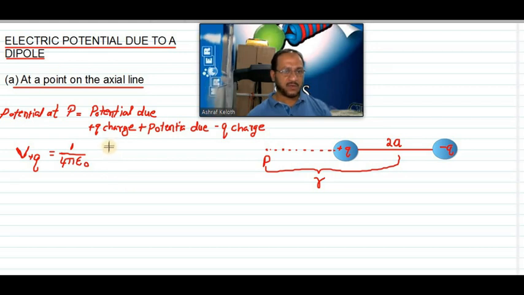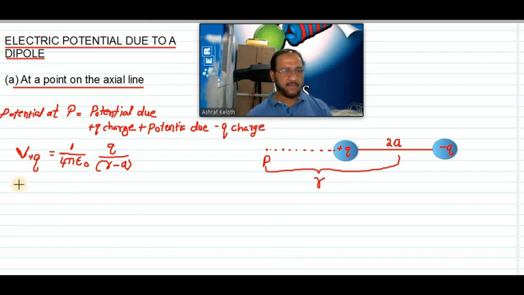No, sir. The potential at the point P due to plus q charge is V due to plus q is equal to 1 by 4 pi epsilon naught q divided by r minus a. Only r minus a, there is no square because it is potential. And no direction also, it is a scalar quantity.